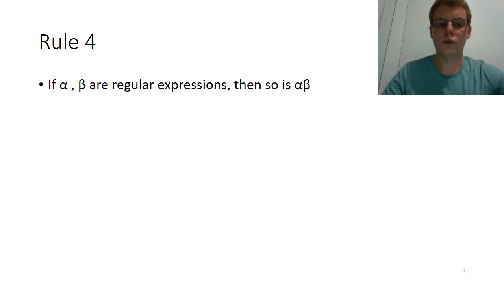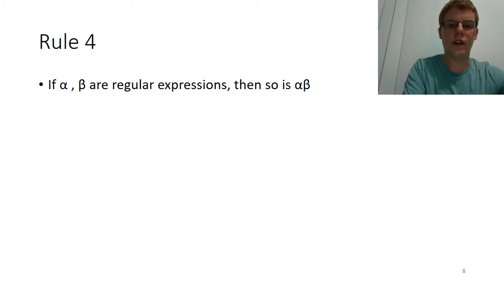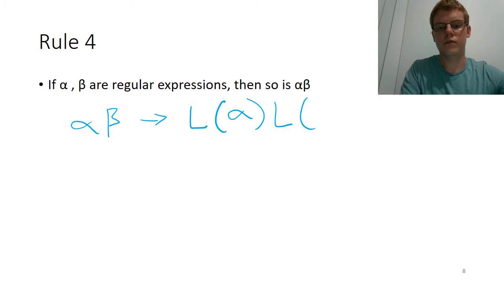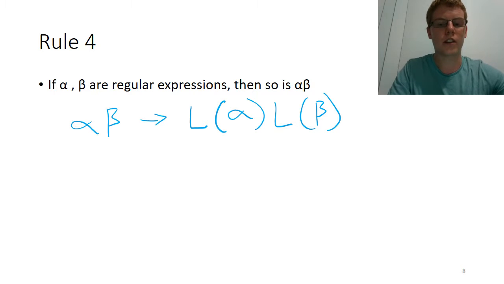So, rule 4. If we have a regular expression alpha, and that can be anything that satisfies the rules for a regular expression, and a similar one beta, then alpha beta is a regular expression. And when it's written down, it refers to the language built by concatenating the language described by the regular expression alpha with the language described by the regular expression beta.